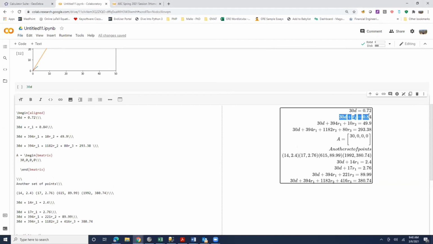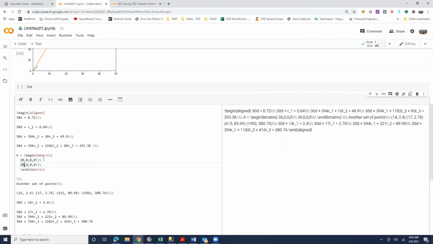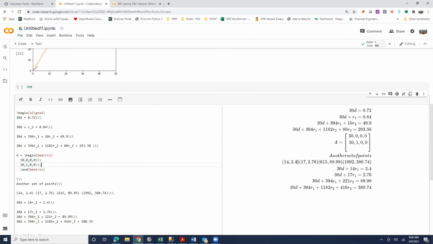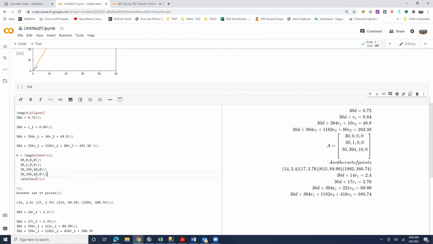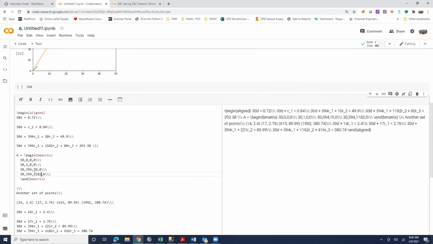For the second equation, what's the matrix equivalent? If you are representing 30, 1, 0, 0, okay. For the third equation, what's the equivalent? Okay, perfect. 30, 394, 10. And for the last one, obviously, all of you know by now what we are doing.